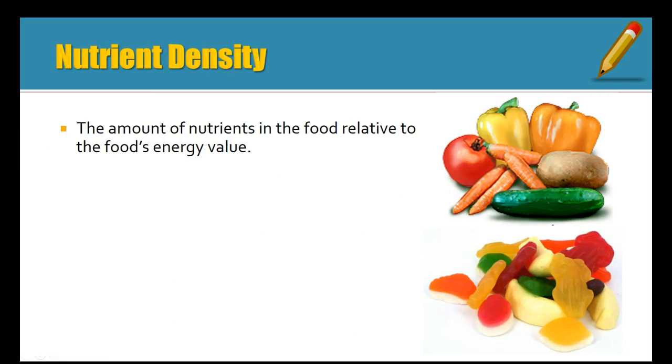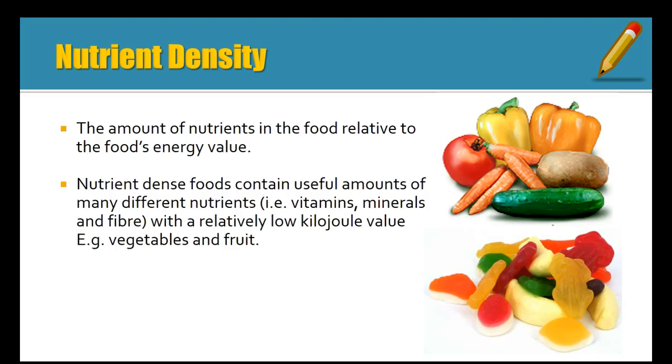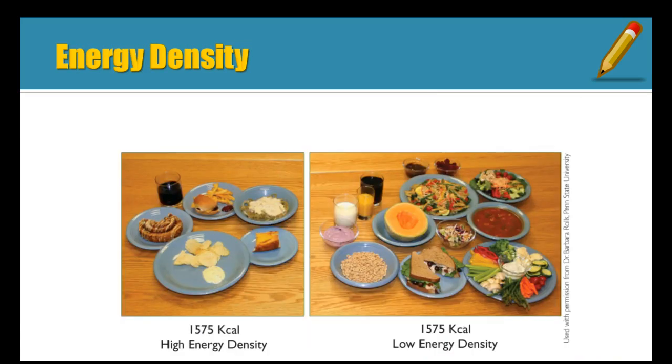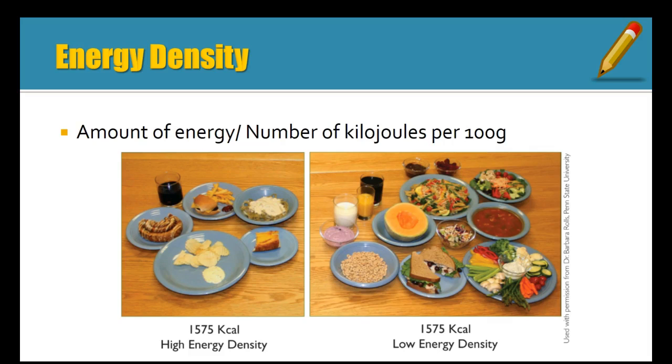So our food does have a density of nutrients to it relative to its energy value, as well as the amount of nutrients that it has apart from macronutrients. Nutrient-dense food tends to include a lot of different nutrients, so not only macronutrients, but micronutrients such as vitamins, minerals, and fiber. And they tend to have a relatively low kilojoule value. Examples of these are vegetables and fruit because they contain a lot more nutrients rather than just energy. Energy dense food includes high energy with a lack of nutrients.